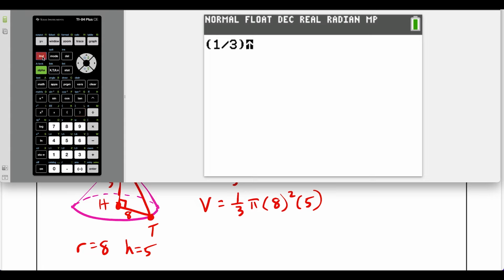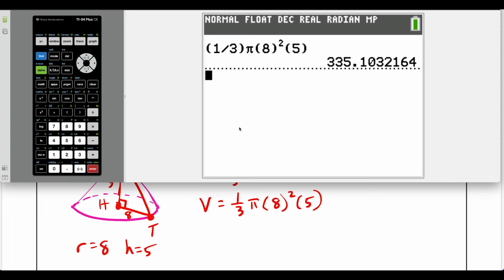Now pi, we're going to press second and this up arrow here for the pi button. And then we're going to write in parentheses, we have 8 squared. And then we're multiplying all of this by 5. So I could just tack on times 5 at the end, or I could even just put another parentheses 5, because parentheses means multiply. And we're rounding this to the nearest tenth.